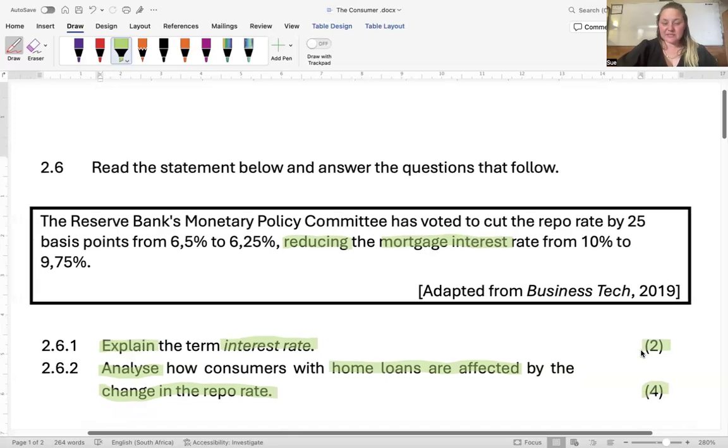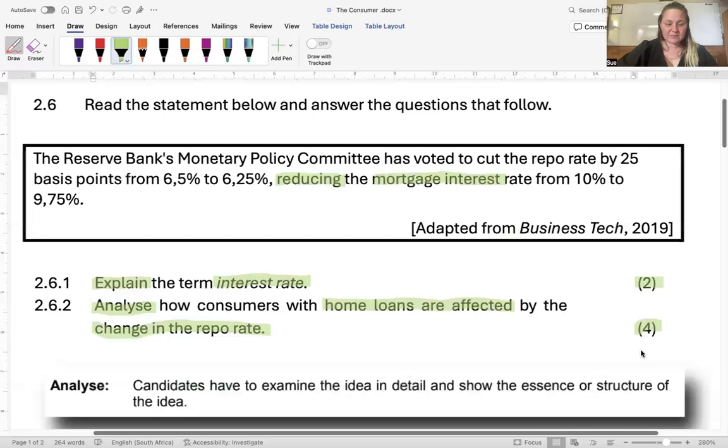2 other things that I think it's important to know. First, what does it mean when we have to analyze? So I've taken a screenshot from your exam guideline for consumers, and it says the candidate has to examine the idea in detail. So you have to tell me in detail what happens when the repo rate changes and how does that affect people with home loans. So you cannot just say people with home loans will pay less. You need to explain to me in detail, but how will they pay less? All right. And show the essence or the structure of the idea.